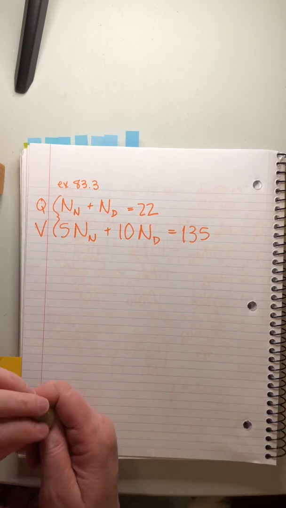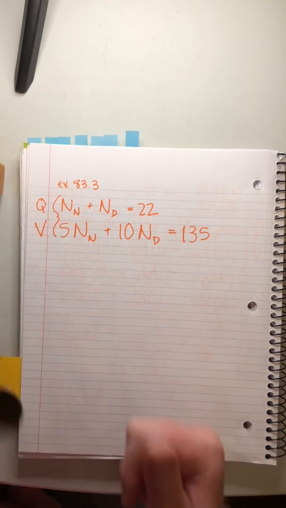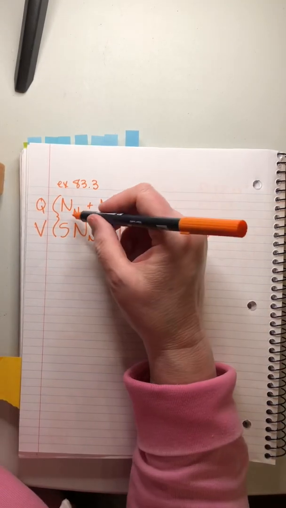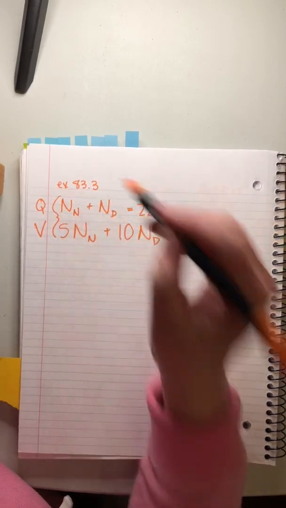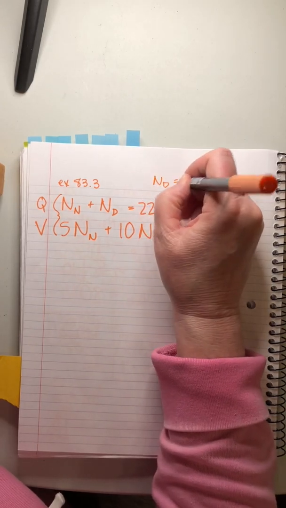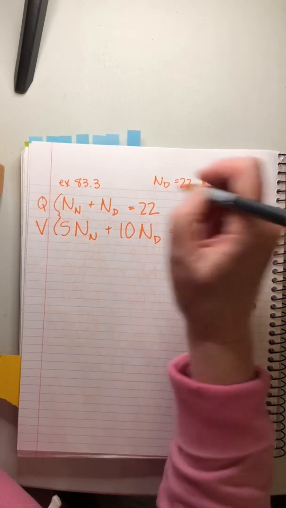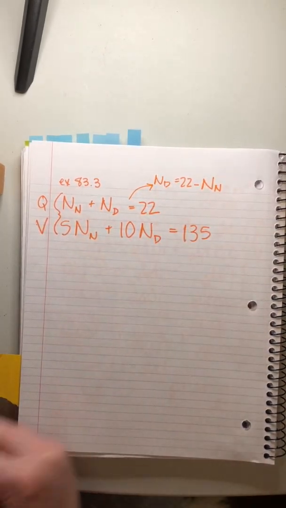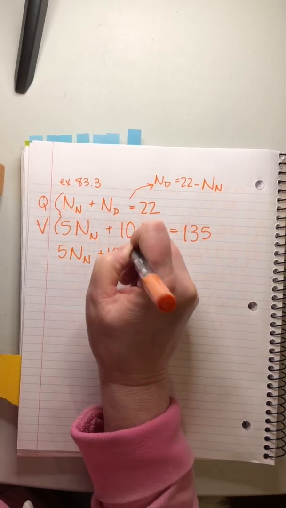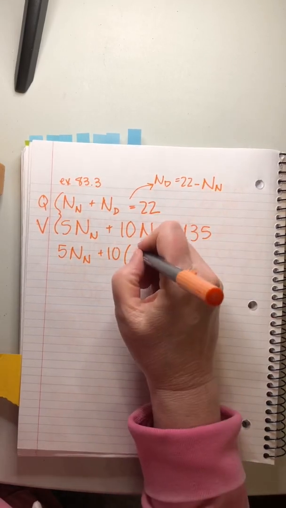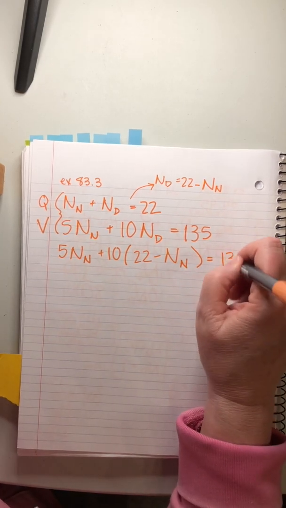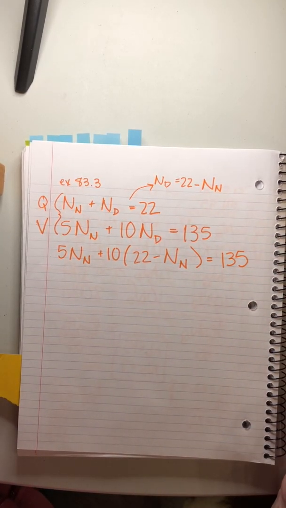All right, ready? Heads substitution, tails elimination. Heads, substitution. Okay. So we want one of these to be by itself, right? Let's subtract the number of nickels this time. So the number of dimes equals 22 minus the number of nickels, right? That's just rearranged from there. Now we'll plug in 5 times the number of nickels plus 10, and then instead of the number of dimes, we'll put in that, equals 135. Yay! All right, we're substituted.